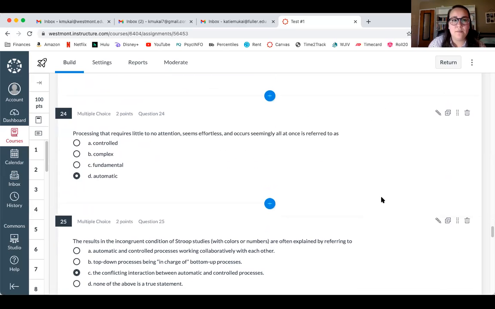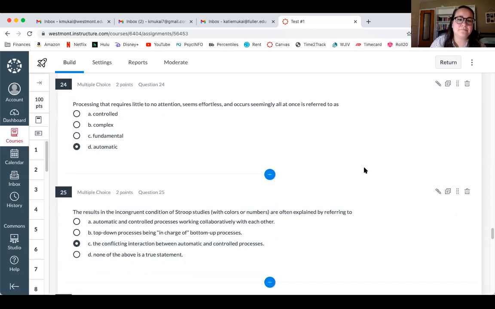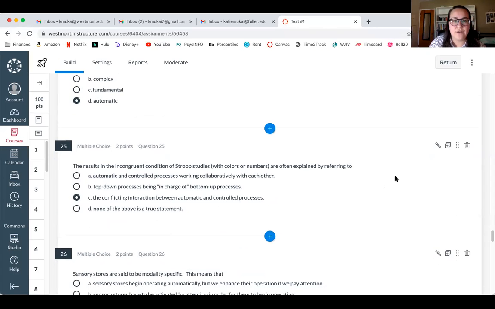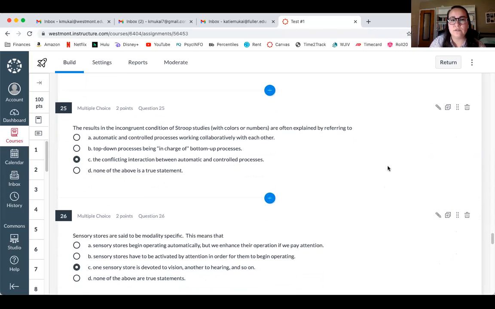Okay, and so for number 24, processing that has little to no attention, it's effortless, it really just happens all at once without you really thinking about it, is automatic. For 25, the results of the Stroop study are explained by this conflict between our automatic and our controlled processes.